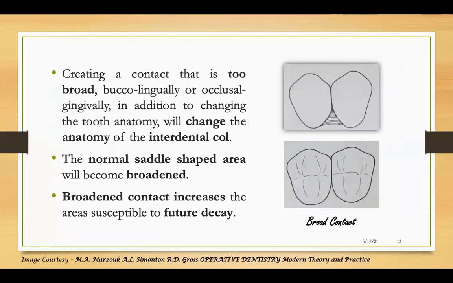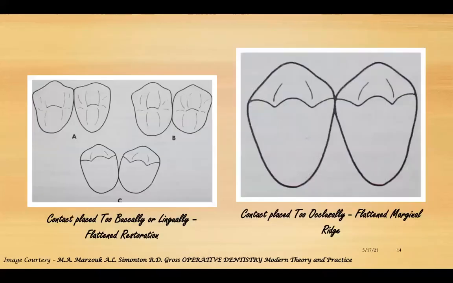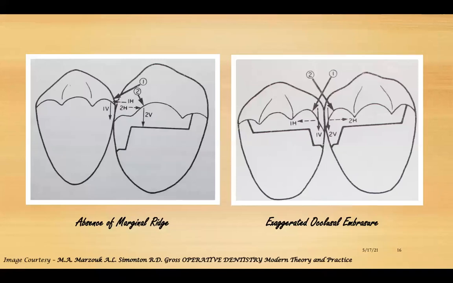Then these were the hazards of not creating the perfect contact: broad contact, narrow contact, contact placed too buccally, and what all can happen if you flatten the occlusal marginal ridge, like you can see in the picture on the right. This is just a very elaborative description of what will be taught to you as you move to third year and final year. And I promise you that this unit will be covered in third year as well as in final year. So I'm not giving you a headache by being so elaborative at this point in time.